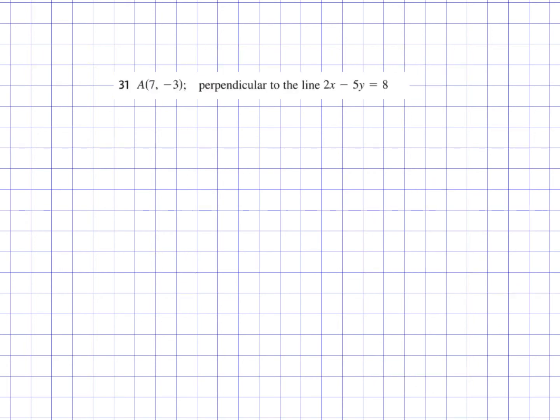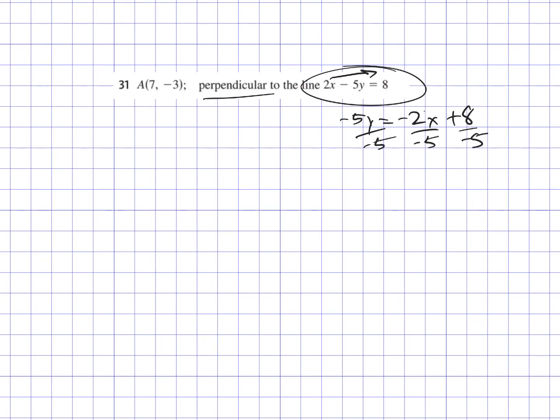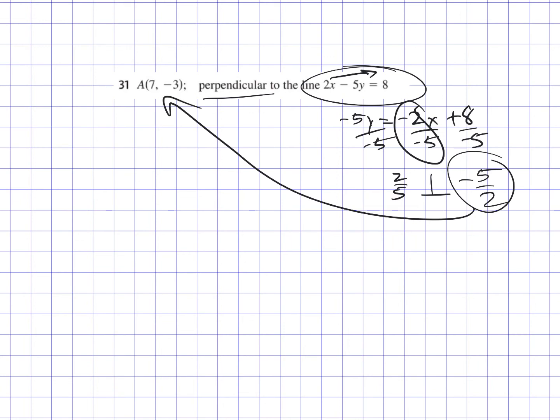Okay, now we want perpendicular to this line. So again, we only need the slope of the equation. So solve for y. Negative 5y equals negative 2x plus 8 divided by the negative 5. And we only care about the slope. So if 2/5 is the slope, the perpendicular slope is negative 5/2. That's what goes with our new line.